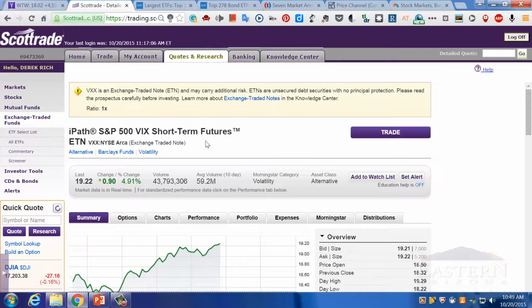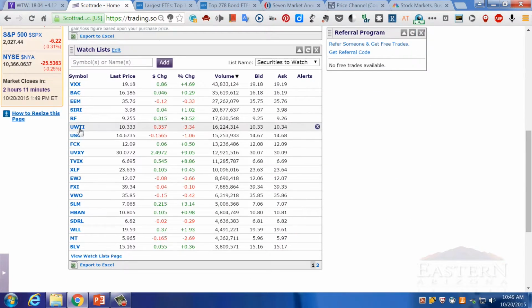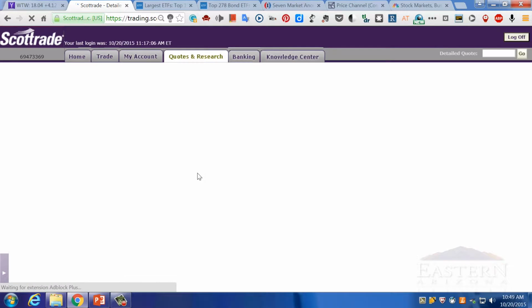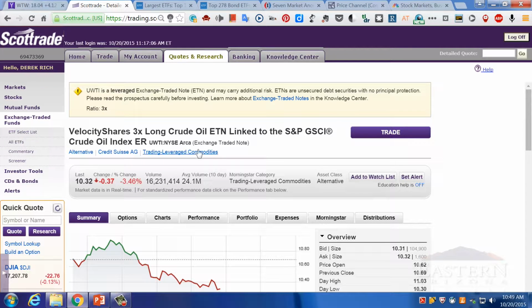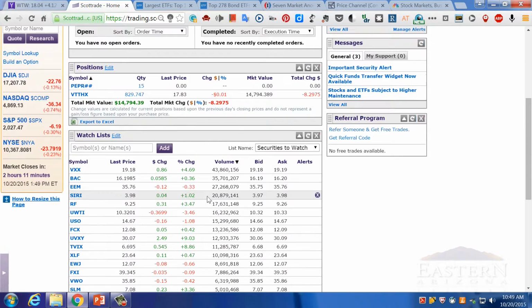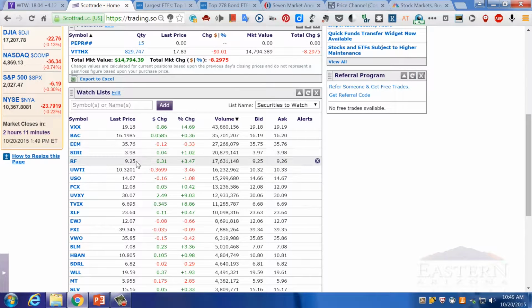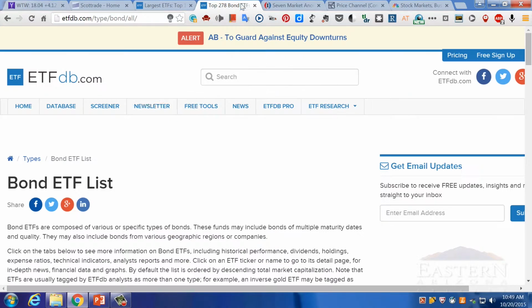So if you want one that trades like a bond, if you want to be safe, you could find one that's a bond one that just has bonds in its account. So you could do it that way. You can also find something that's really, really specific, like the oil one, the UWTI. That's an exchange-traded note or an exchange-traded fund, same thing. There are tons of them out there. So you just got to find one that you're interested in. If you want a safe one, there's safe ones out there.